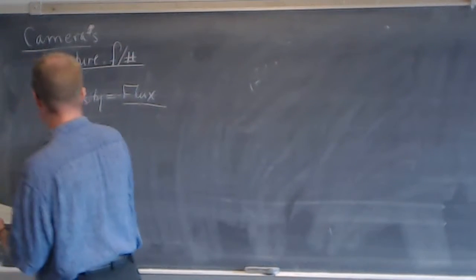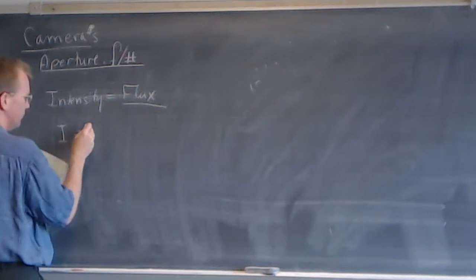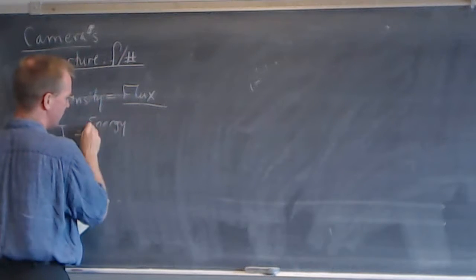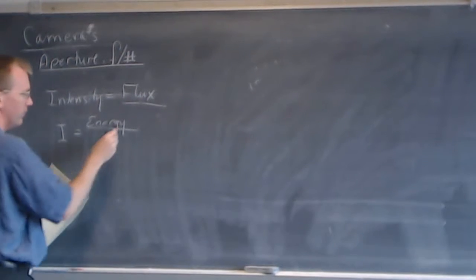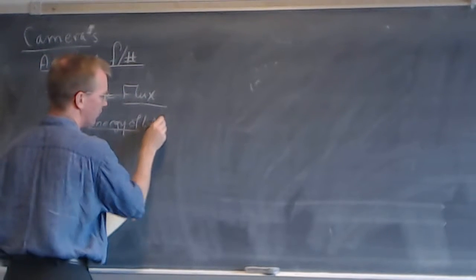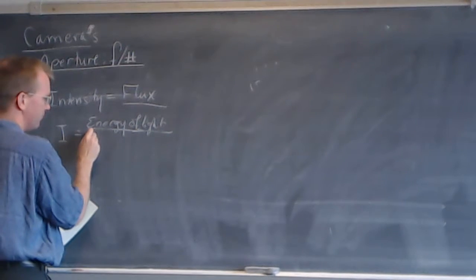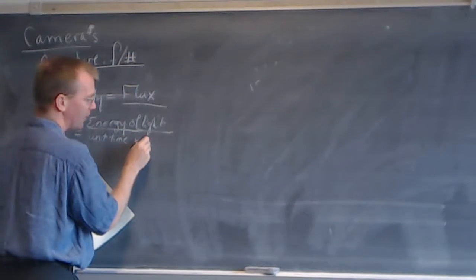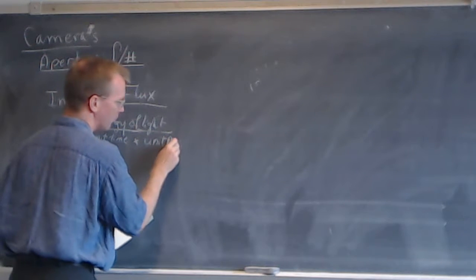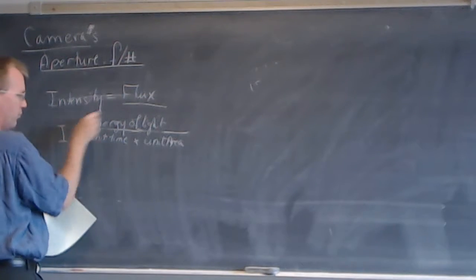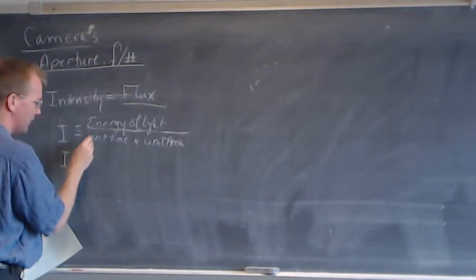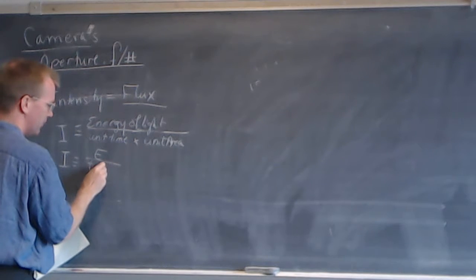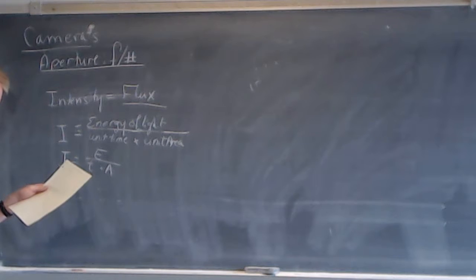So if I put this in here, intensity, I, is equal to the amount of energy in the light ray, so energy of light, per unit time, per unit area. I'll put that as a definition. So really, I is defined as the energy of light delivered to you per time per area that it's hitting.